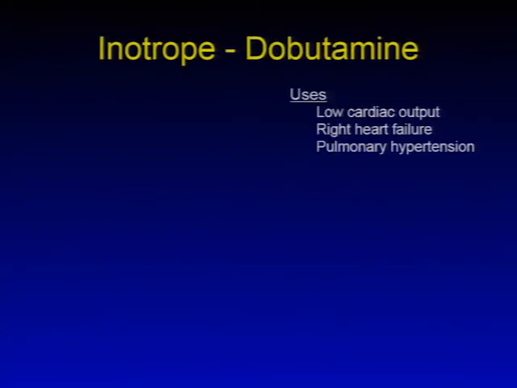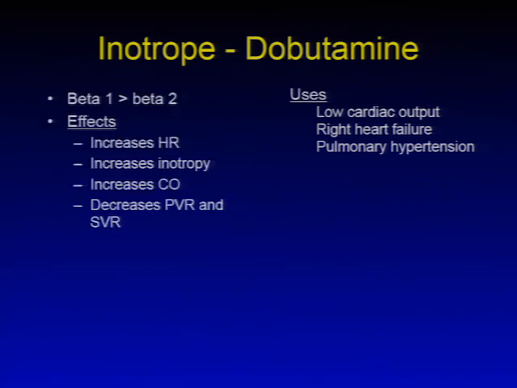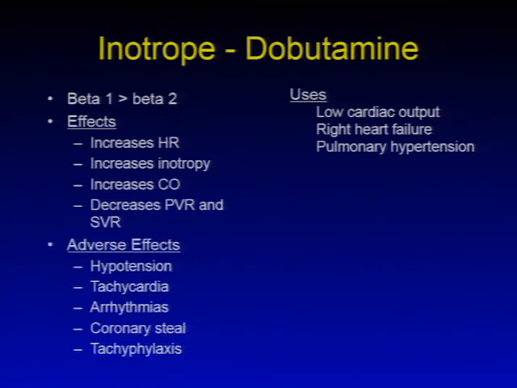An additional inotrope is dobutamine, which is often used in low cardiac output states. It affects beta-1 receptors, even over beta-2. You'll see an increase in heart rate and inotropy, as well as cardiac output. But a potential adverse effect is that there's some vasodilatation with dobutamine, which leads to hypotension and tachycardia.